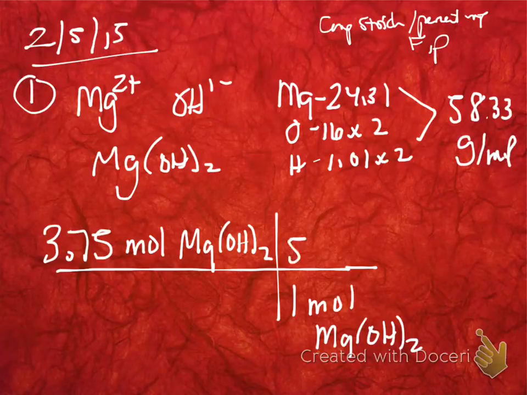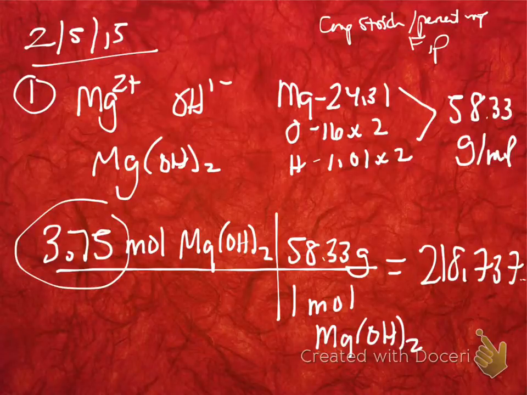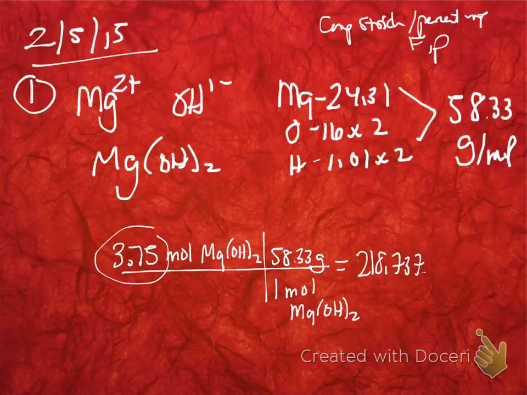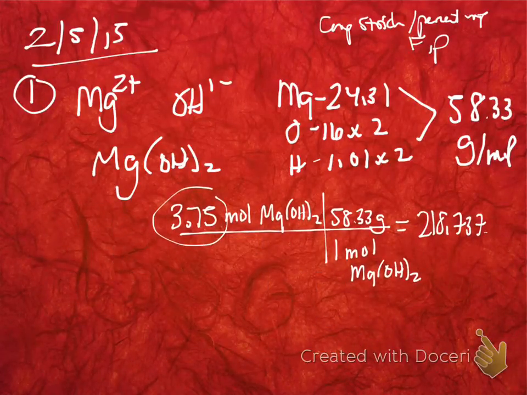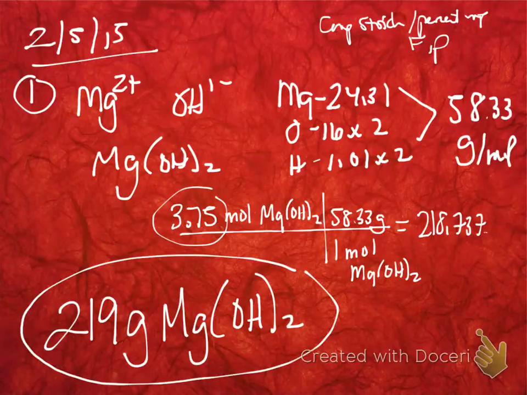So that's the number that we're going to put up here, 58.33 grams in 1 mole. So we get a raw answer of 218.737, etc. And we only have 3 sig figs to work with. So because we have 3 sig figs, our final answer is going to be 219 grams. 219 grams of magnesium hydroxide. Okay? Questions, comments, concerns?